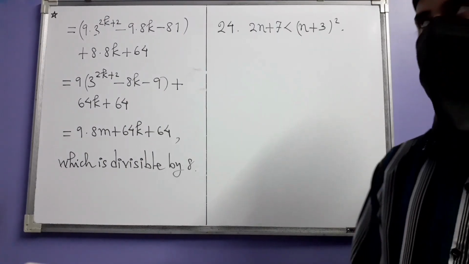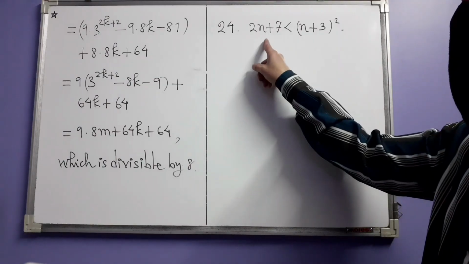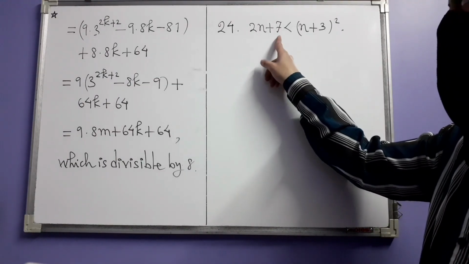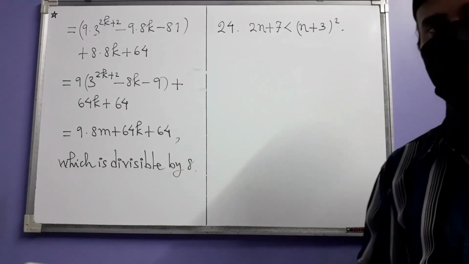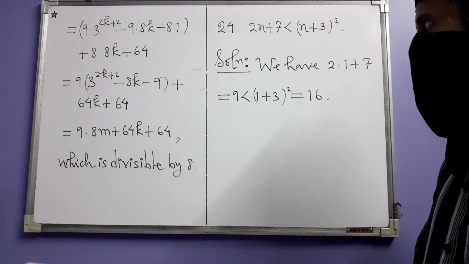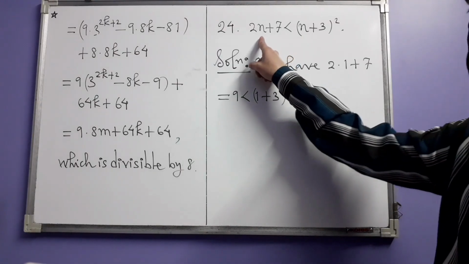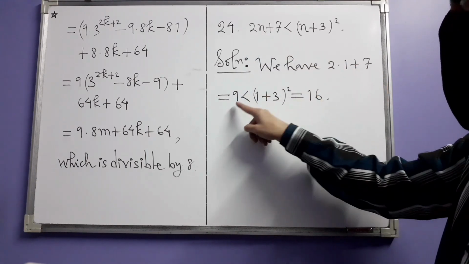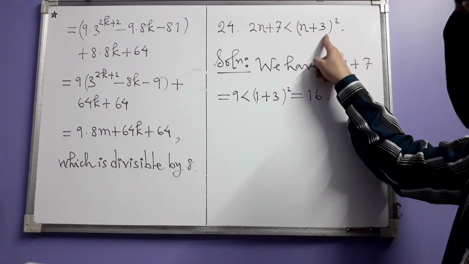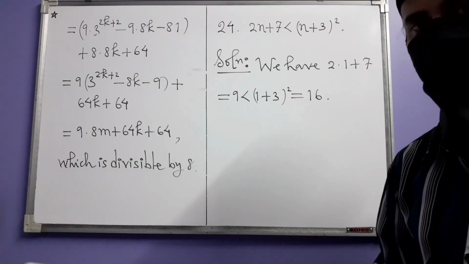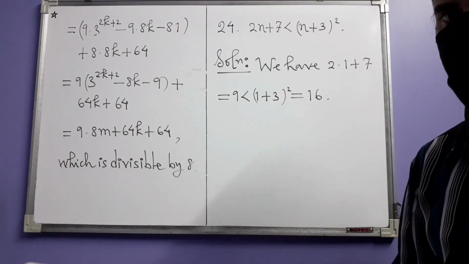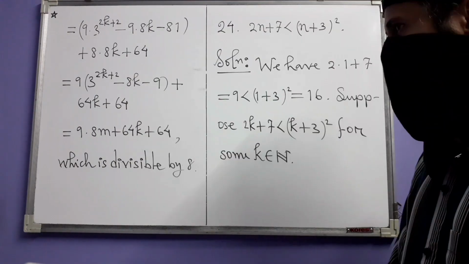Let's see another one, number 24, where this time we have to prove this inequality: 2n plus 7 less than (n plus 3) whole square. For the basis, we just put n equal to 1. Then this left hand side becomes 9, whereas the right hand side is 4 squared or 16. And obviously 9 is less than 16, so we have the basis.